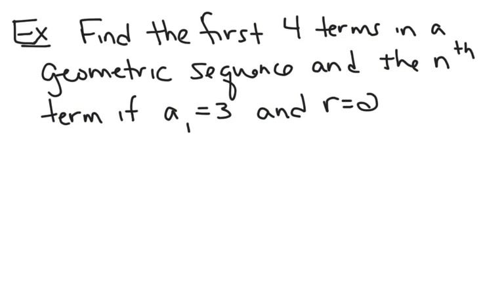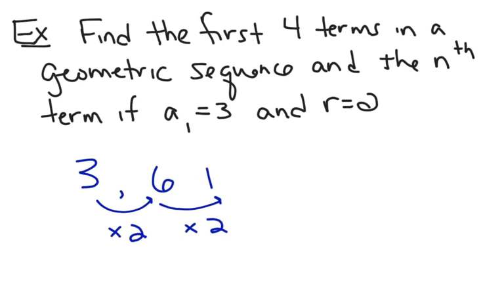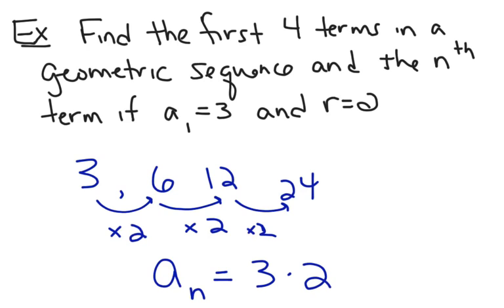So let's do an example. Find the first 4 terms in a geometric sequence and the nth term if a sub 1 is 3 and r is 2. So if the first term is 3, to get the next term you multiply by 2, so you get 6. And then you multiply by 2 to get 12. And then you multiply by 2 to get 24. The nth term is going to be a sub n is equal to 3 times 2 raised to the n minus 1. So now we could use this formula to find any term down the road.